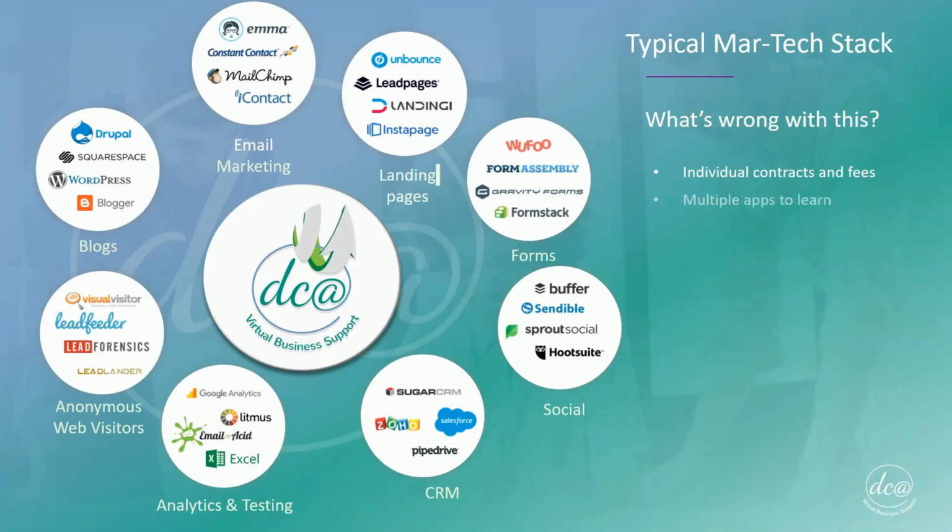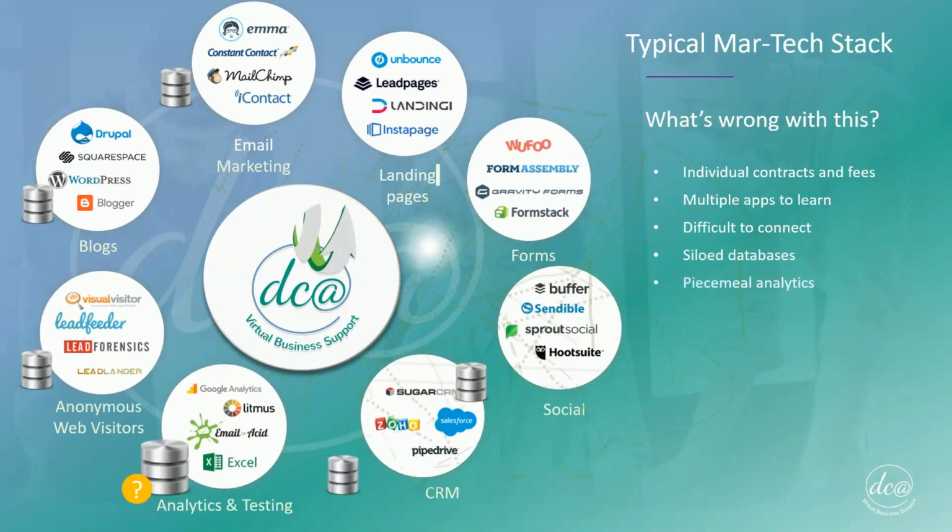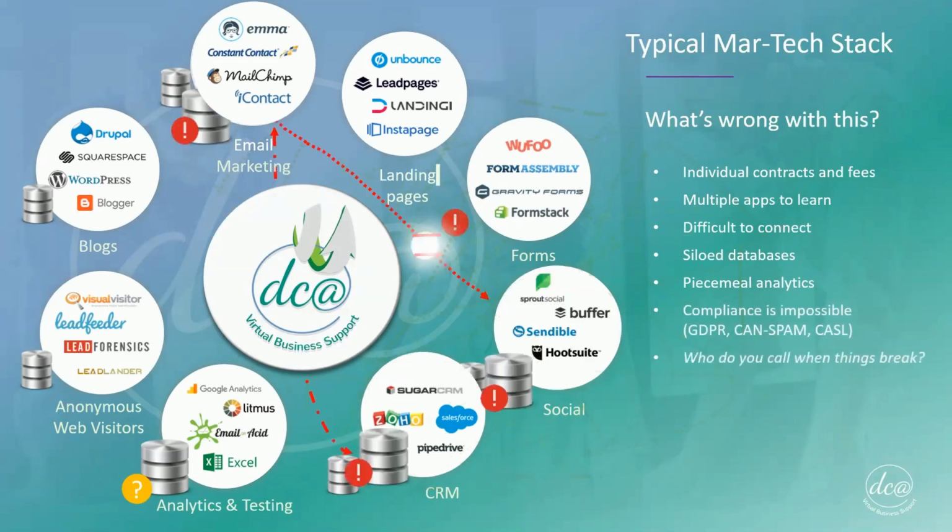Typically when you see something like this, and that's the normal way a small business starts up, that's not uncommon at all. You have individual contracts and fees, multiple apps to learn. They may be difficult to integrate and connect. Siloed databases, meaning you have something in MailChimp and it may or may not match what's in Zoho or Sugar or something like that, or on an Excel spreadsheet. Piecemeal analytics, where all the data points are not connecting. And so who do you call when things break? Today's technology stack is nearly impossible to manage, at least for a small business owner. Larger companies don't have so much of an issue with it.